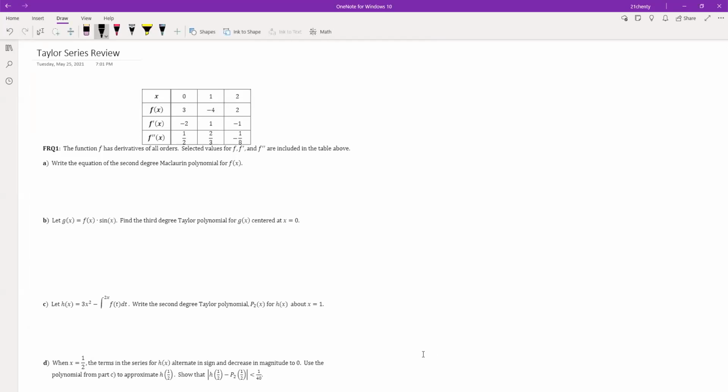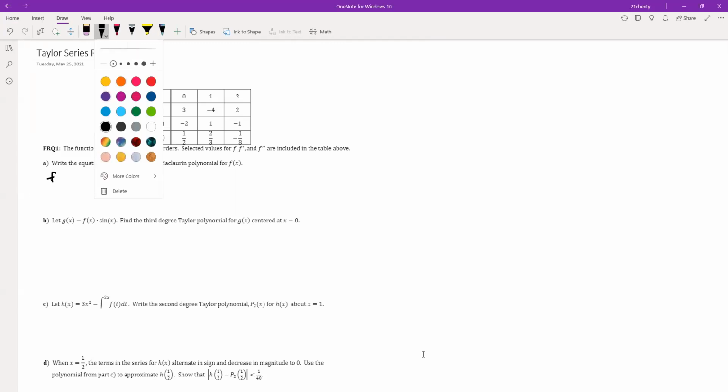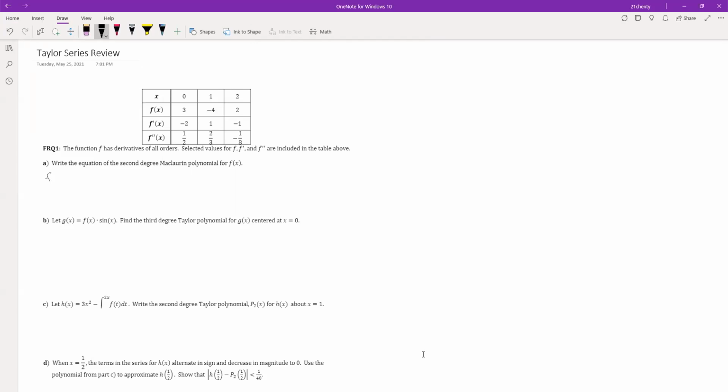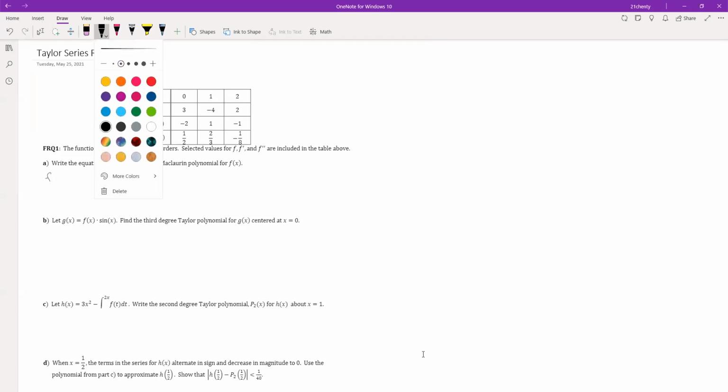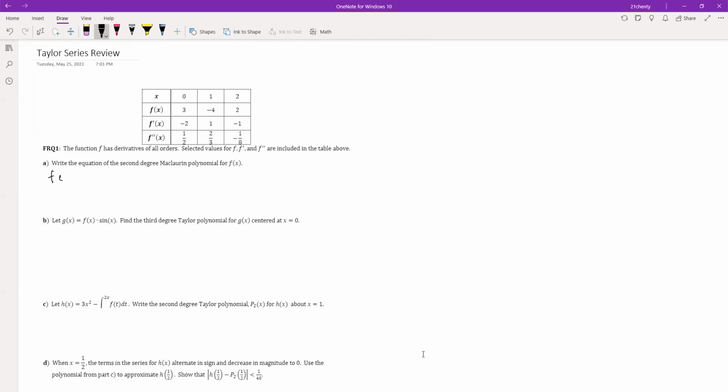So the Maclaurin polynomial is just f of 0 plus f prime of 0 times x plus f double prime 0 over 2 factorial. This is technically over 1 factorial, and this is technically over 0 factorial. x squared, and so on and so forth.